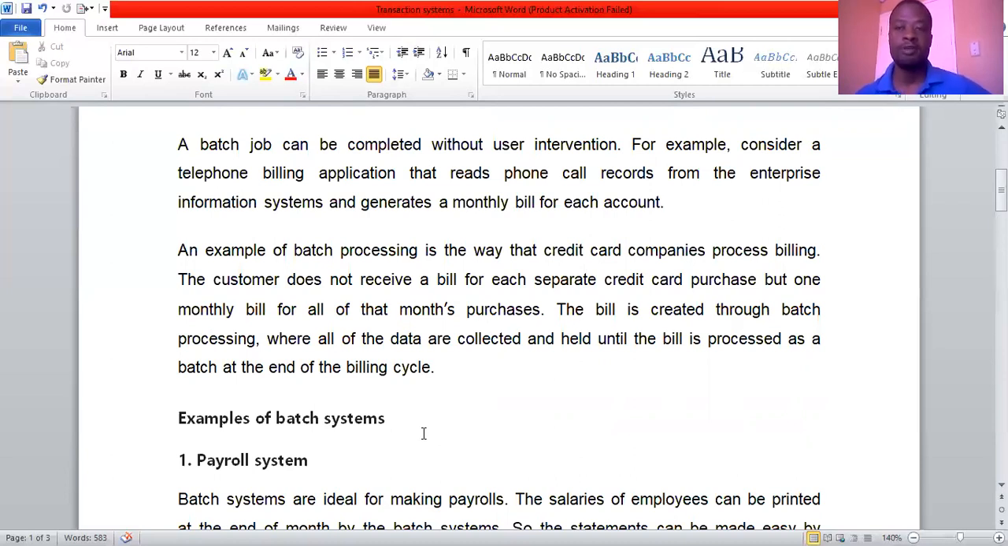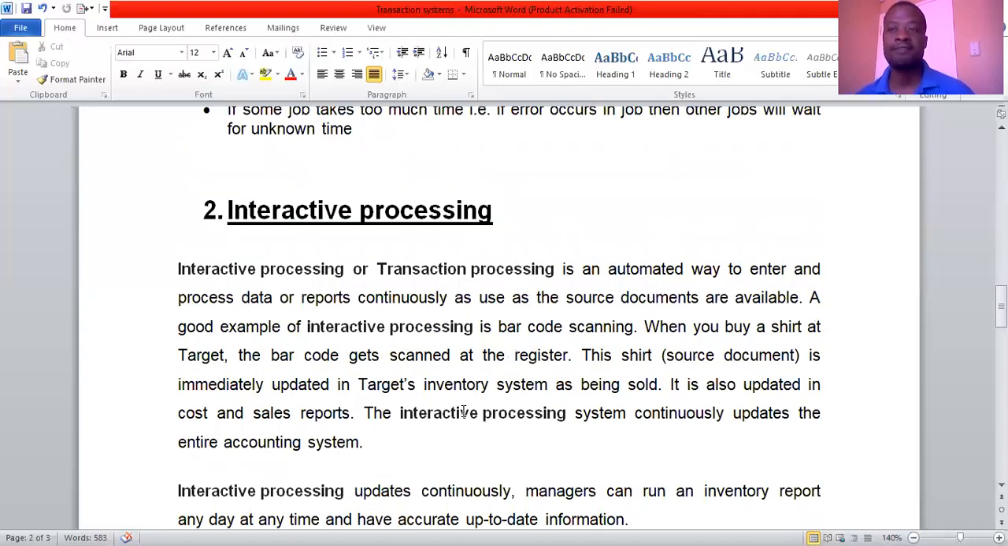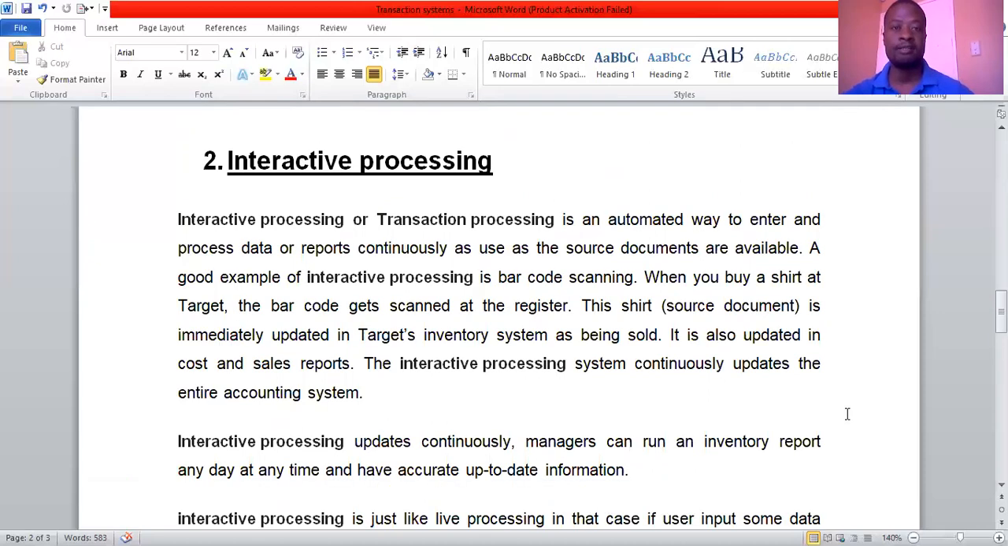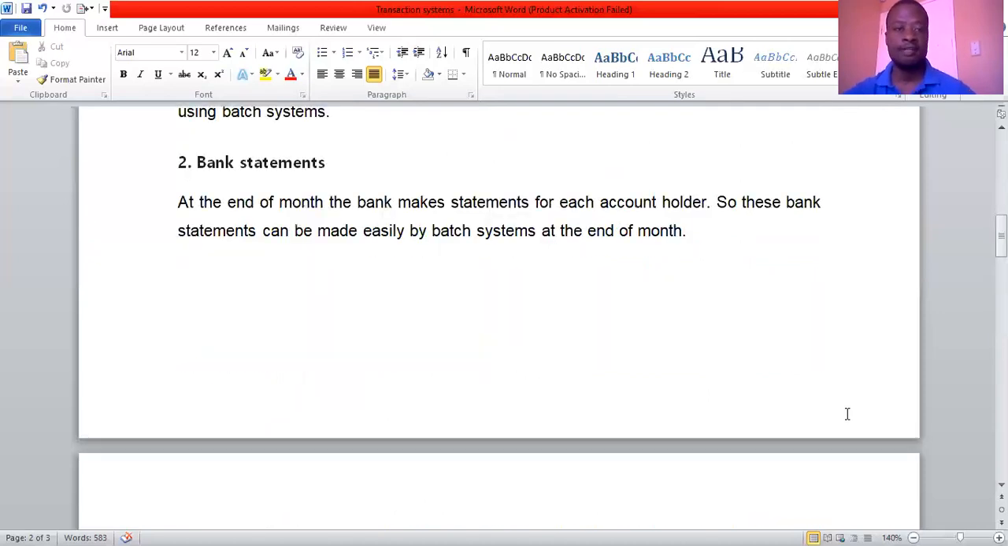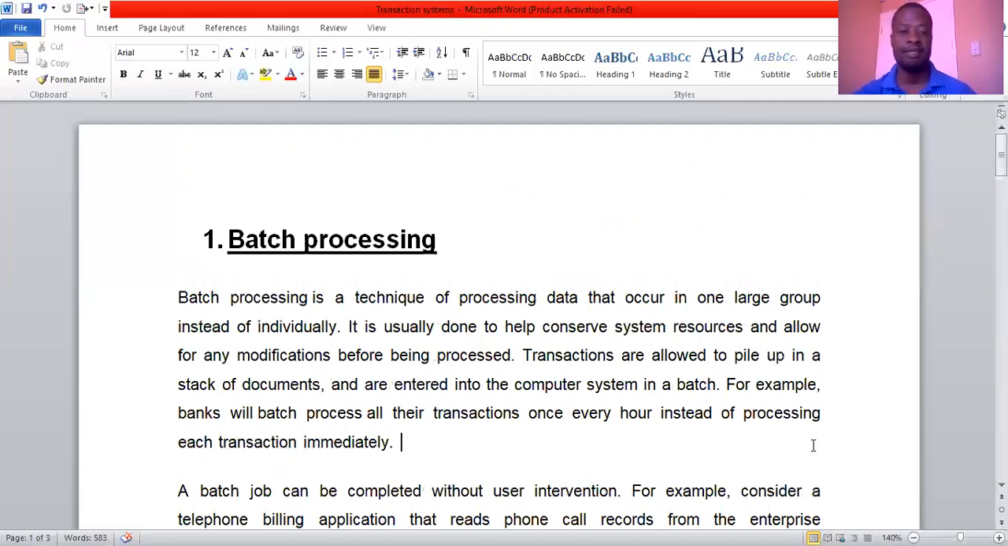We'll also look at some examples of real life situations of these two types of processing systems, and then we end our lesson there. It's not going to be a lengthy lesson, by the way.